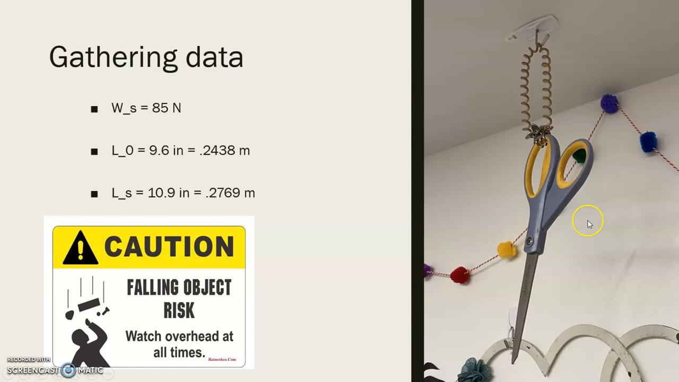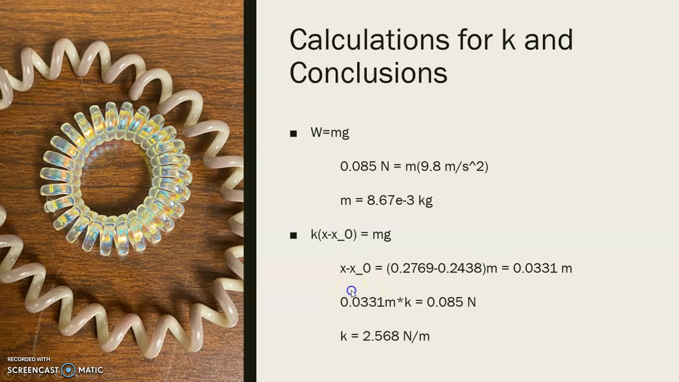So for gathering data, I decided apparently that hanging scissors from the ceiling was the safest option. So the weight of the scissors is something I was just able to find online. It's 85 newtons. The initial relaxed length of the spring is 0.24 meters, and the stretched out spring is 0.27 meters. Please note to measure this, I used a string and wrapped it around the hair tie and then measured it with my ruler because my ruler couldn't bend like that. I didn't have one of the ones you'd use for fashion.